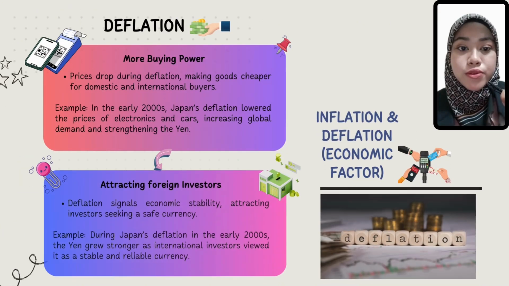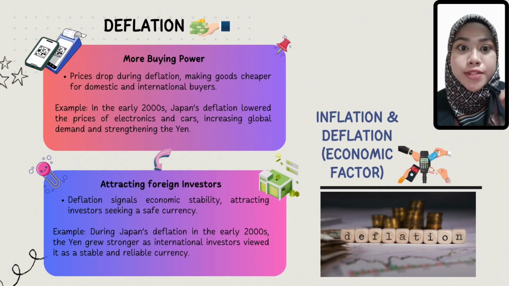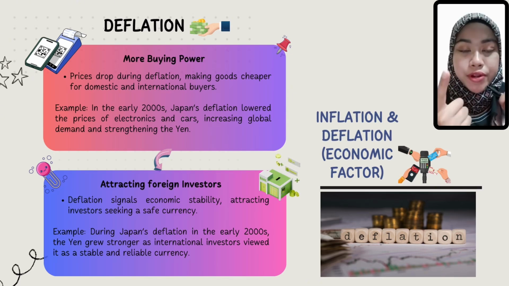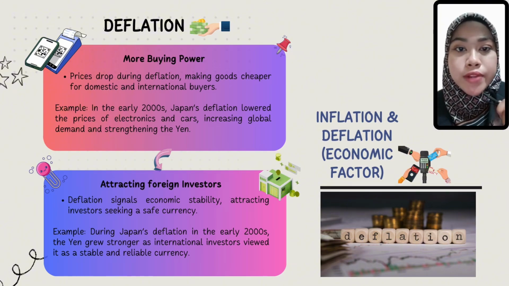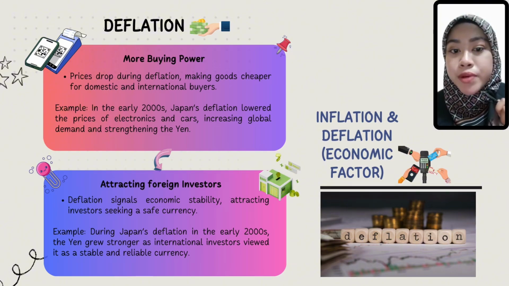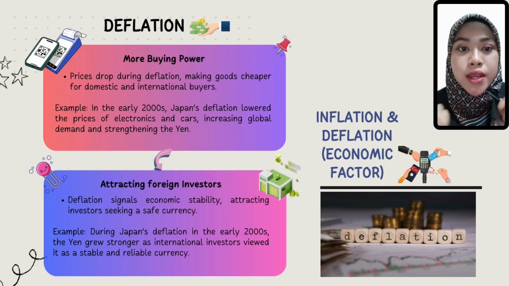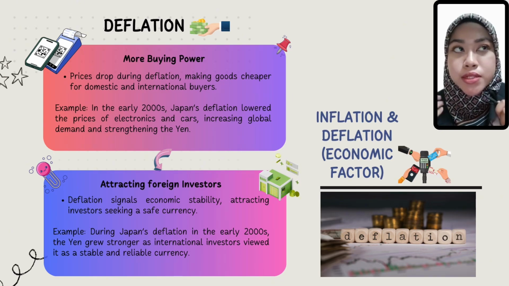So moving on to deflation. Deflation increases the value of money as prices drop. This makes a country's goods more competitive internationally and boosts export. When the value of money goes up, it will make more buying power. When deflation happens, prices drop, which makes goods cheaper for both domestic and foreign buyers. This can boost the demand for export and make the currency strong.